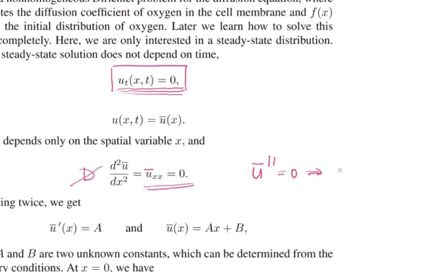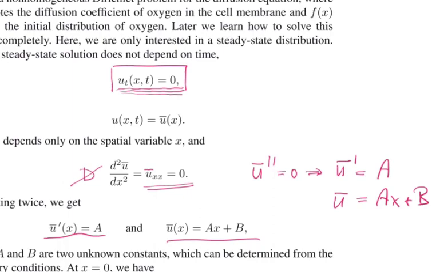But then we can easily solve it, right? So then u bar prime is a constant, a. And we can integrate this once more. So then u bar would be ax plus b. It is really as simple as that. You just integrate once with respect to x, and then you integrate once more.